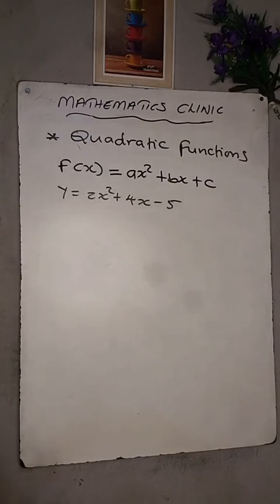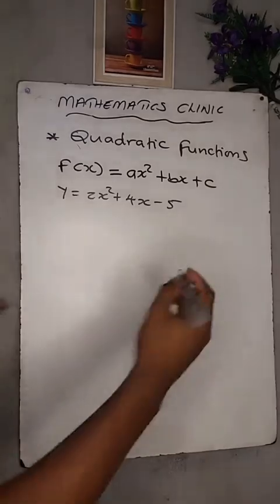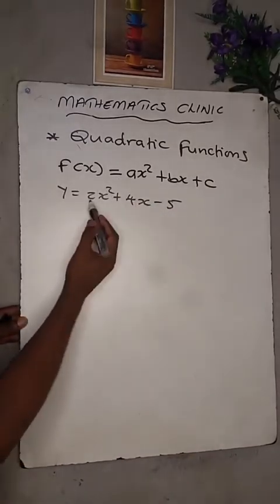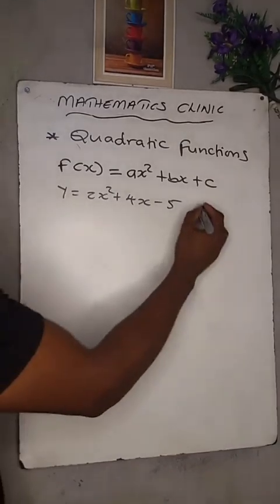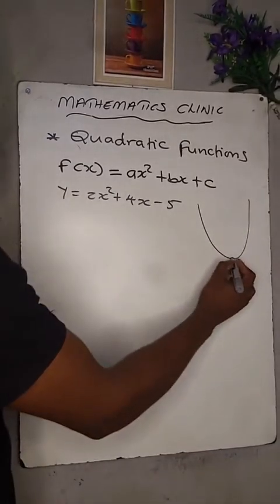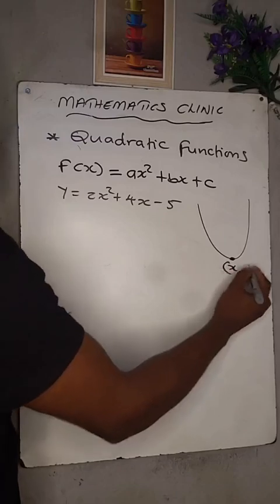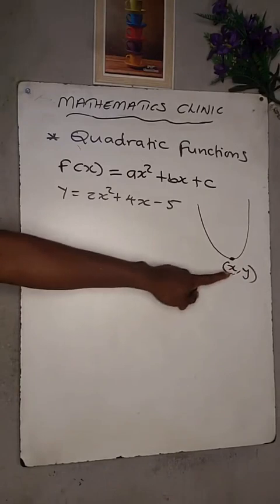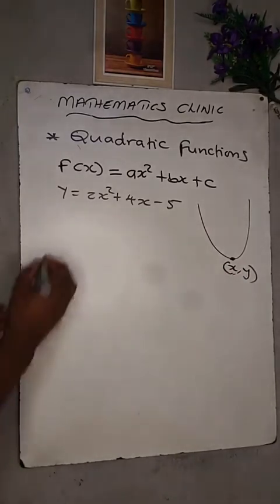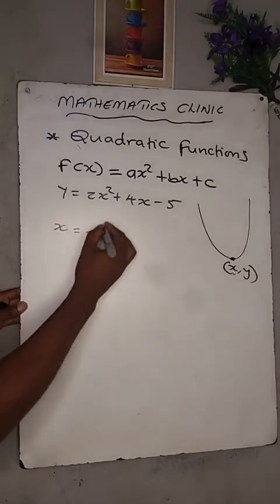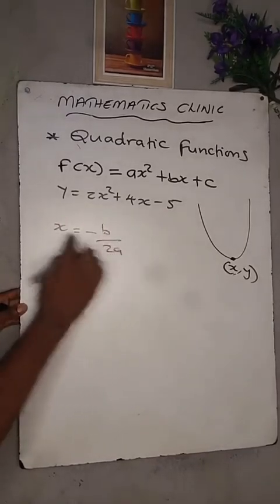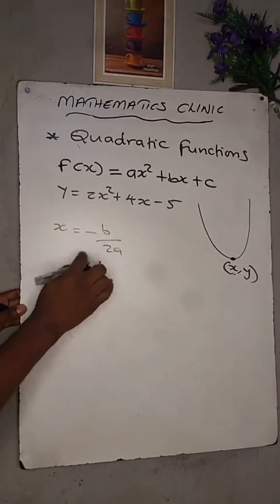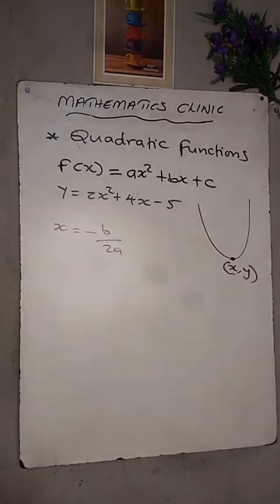So my good friends, I said that if this one has a positive a, to have a minimum, it means the curve will be like this. So we need to know the turning point, which has x and y. Now we want to know first the x. How do you find that coordinate? You use the formula x is equal to negative b over 2a. This is the formula that you use when you're finding the x coordinate of the turning point.